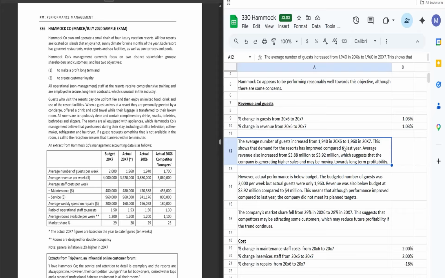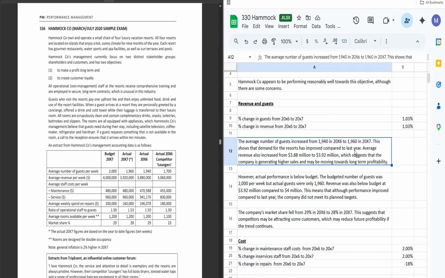That is very true, which is already mentioned in this question. We need to show the reason. We need to show how it impacts the company, like P&L, profit. So this shows that demand for the resort has improved compared to last year. Obviously, by the increase in the number of guests arriving from last year to current, it is in increasing order. That means the demand for the resort has improved.